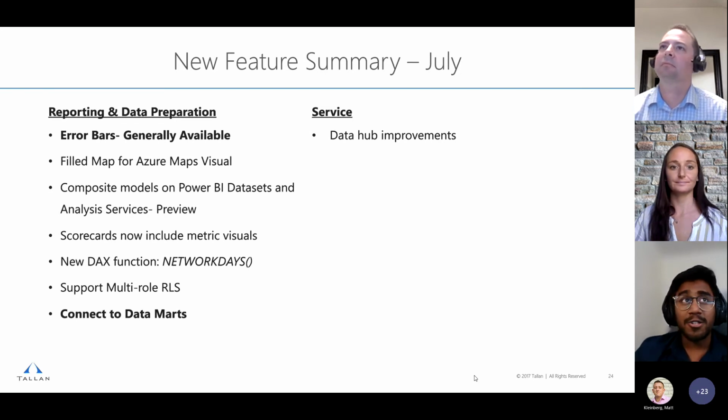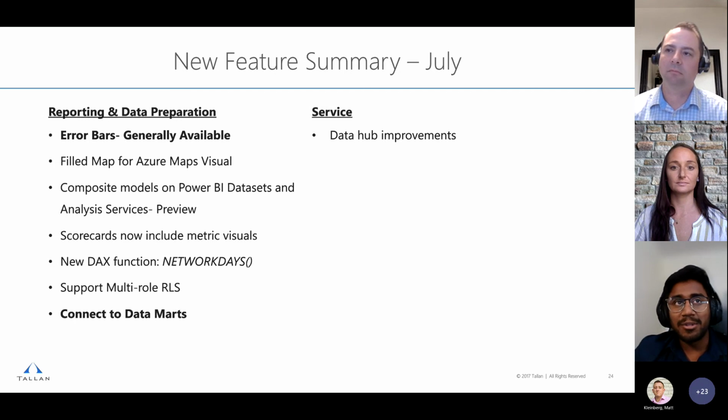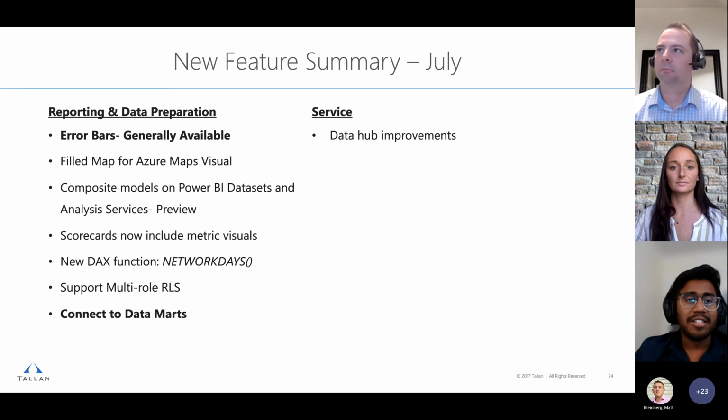Firstly, we have error bars that are now finally generally available. These are just with data labels on your values, and you can actually get values that represent the upper and lower bounds directly on the visual. These can be enabled simply in your formatting pane and also allow the regular customization that you're used to with a lot of these other features.